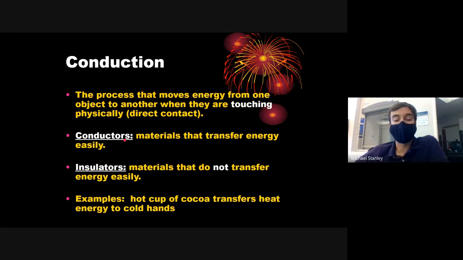Conductors are materials that transfer heat and energy easily. Same types of materials, things like metal. And insulators do not transfer energy easily, things like rubber and plastic. That's why the bottom of your frying pan is made out of metal, but the handle is made out of some type of plastic or silicone. Or that's why the dishes that you put in the oven are made out of metal, but your oven mitts are made out of that thick wool material, because wool is a good insulator and it will not transfer the heat from your metal baking tray to your fingers.